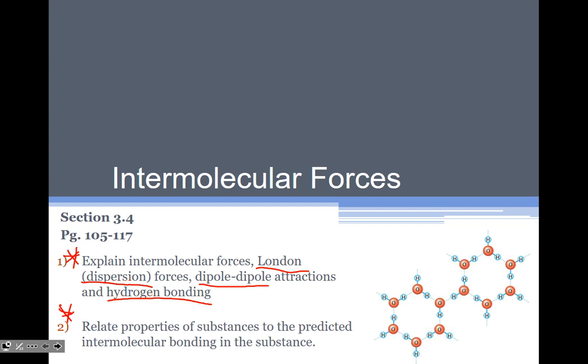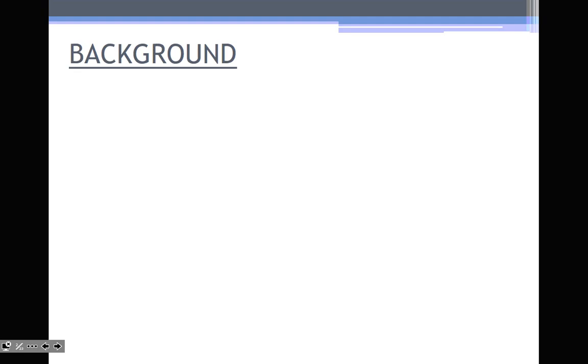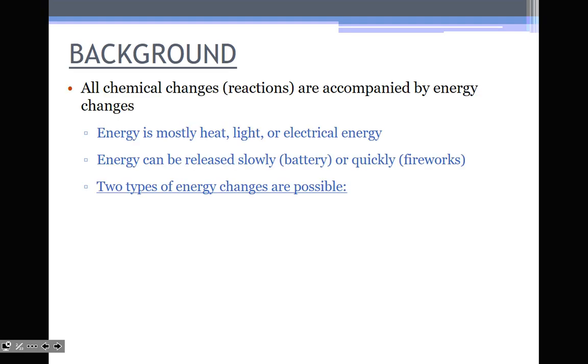Pretty much what we're going to do is learn about what each of these are, and then we're going to be able to look at a substance and predict what type of forces are in that substance. So let's take a look at the background. Just a little bit of background information for you.